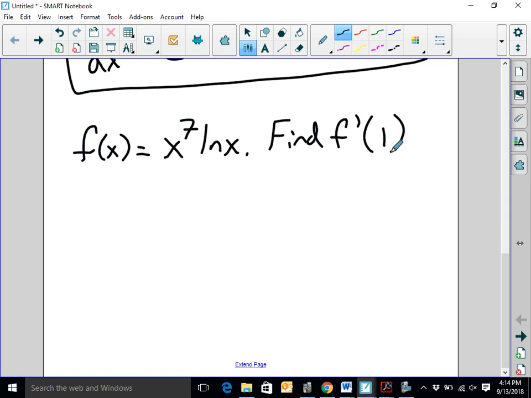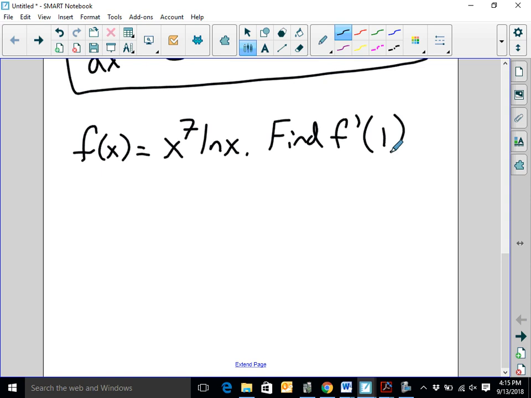Okay, I switched things up a little bit here. Now I'm saying f of x equals x to the 7th ln x. Now I want you to find f prime of 1. Well, don't be concerned. All we have to do is first find f prime of x, simplify it, then plug in 1 to see what our answer is. Anytime we have to find a numerical derivative, a derivative at a point, we just want to find f prime of x first. So we're going to need the product rule here because we have x to the 7th times ln x. We're taking the product of x to the 7th and ln x.